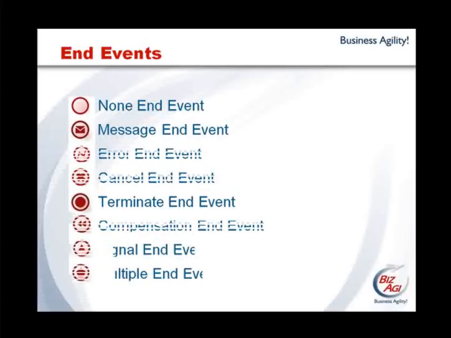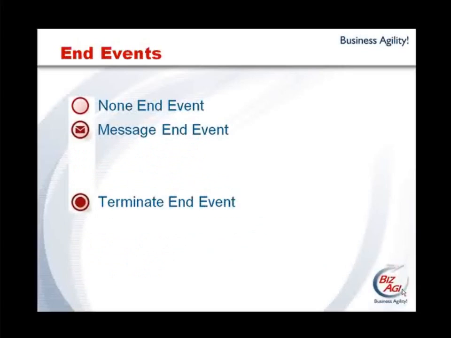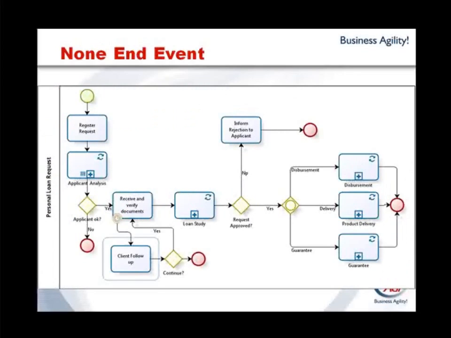The most commonly used are the none end event, message end event, and terminal end event. We are now going to see an example of each of them. In the example, we can see the use of the none end event. Remember that this end indicates that a route of the process ends, but the process does not end until all of the routes have arrived at their end.